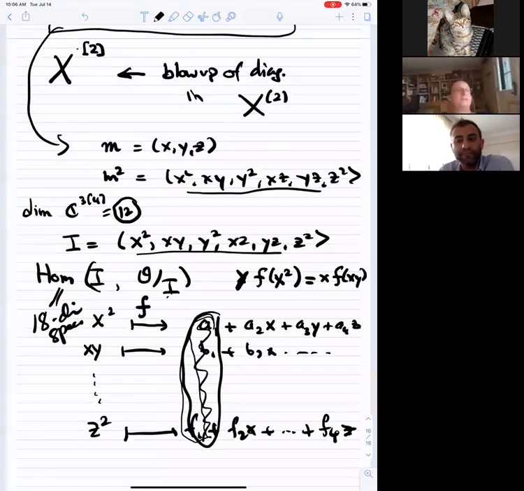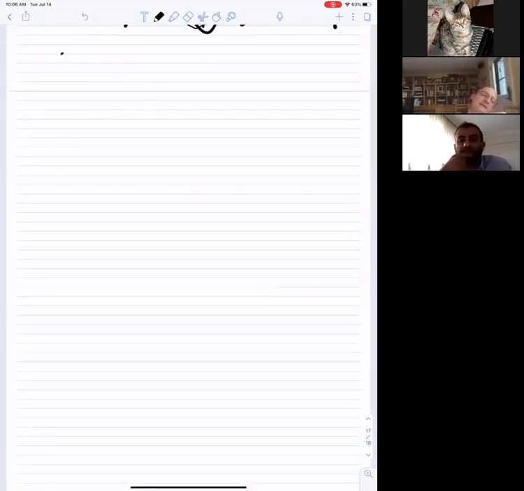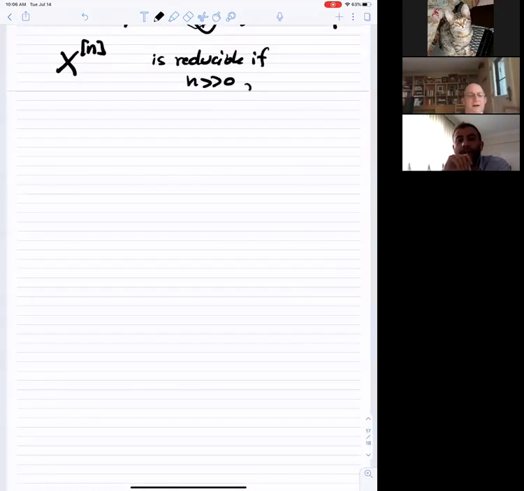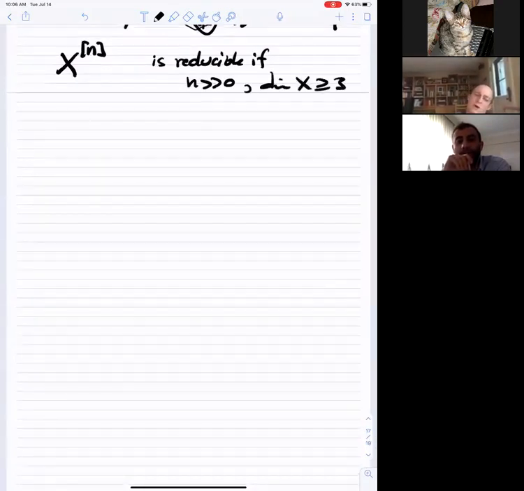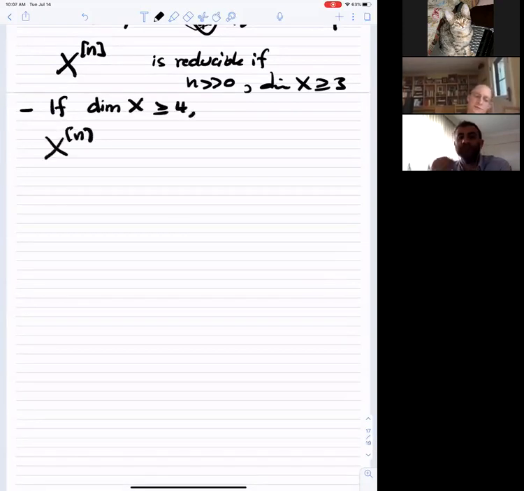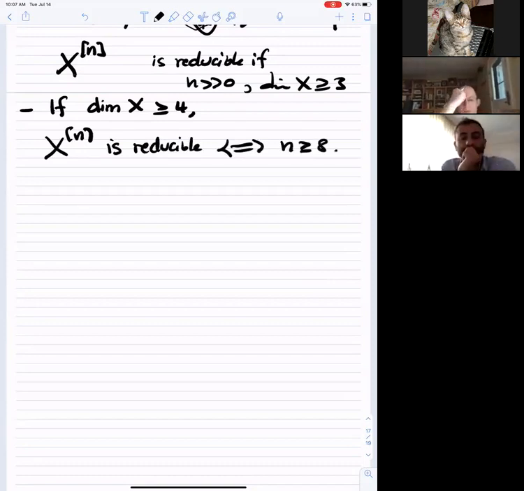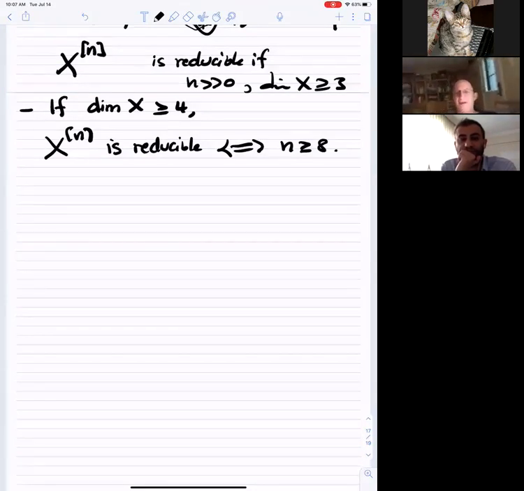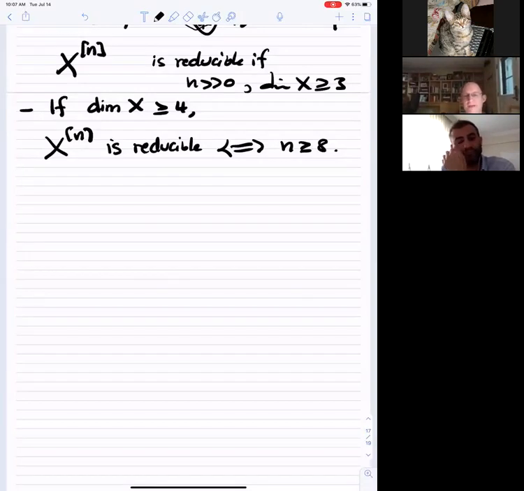Any guess what is the smallest n for which C^3 n is reducible? No. So, I told you that X^n is reducible if n is sufficiently large and the dimension of X is at least 3. We know exactly: if the dimension of X is greater than or equal to 4, then X^n is reducible if and only if n is greater than or equal to 8. We know exactly when these X^n are reducible and irreducible. If you have few points, they are irreducible, and the moment they have enough points, they become reducible. If the dimension is at least 4, enough points means n equals 8, and this is sharp, it's an if and only if.